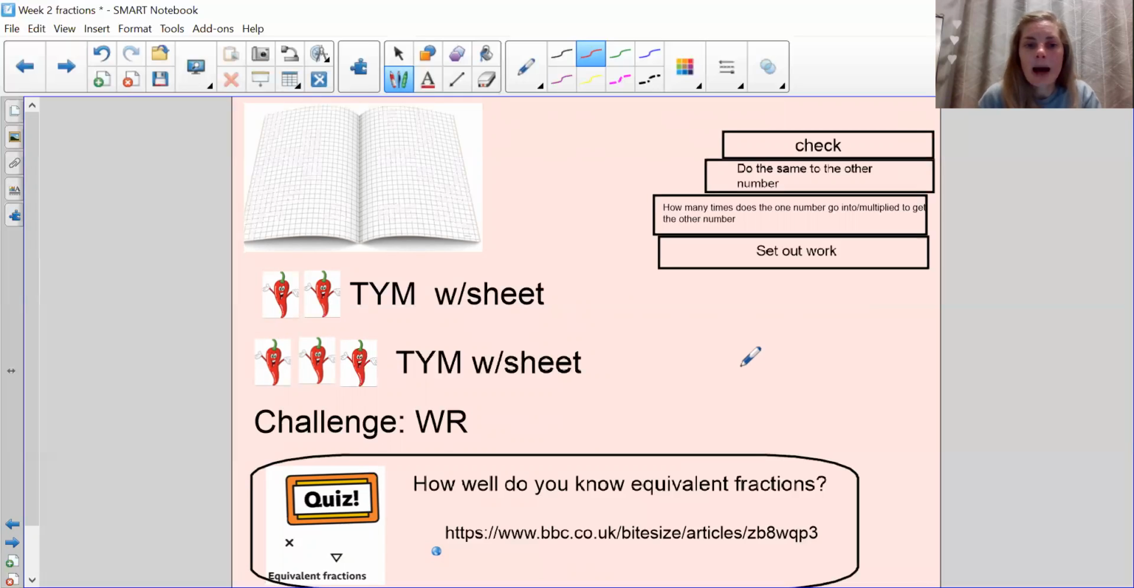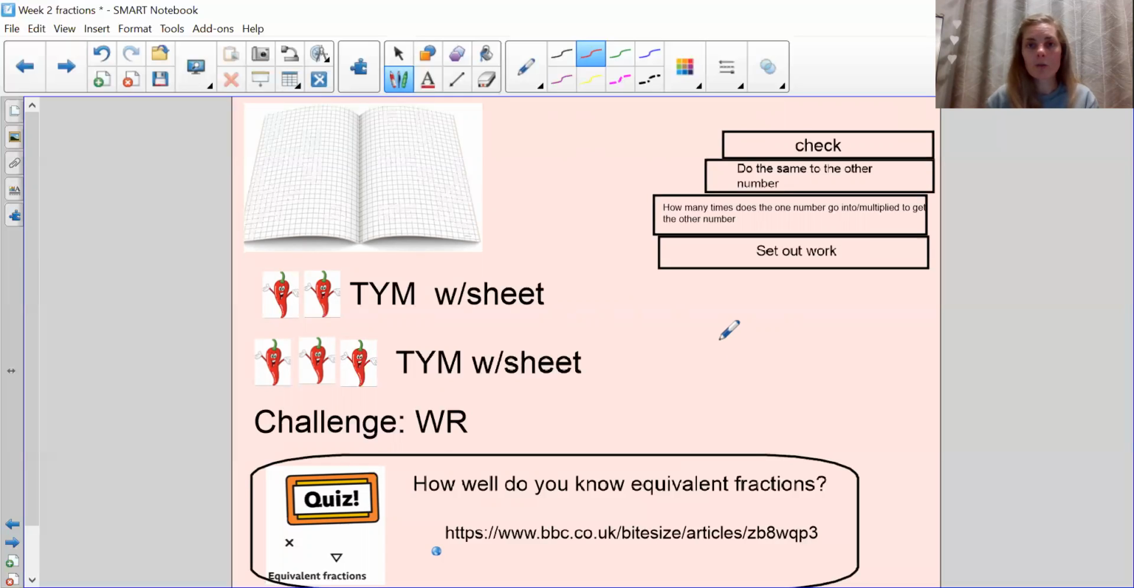Then there is a little equivalent fractions quiz on BBC Bitesize. So there is the link. I don't think you can click on it, but if you use that link to search it on Google, it should come up for you. And there is a little multiple choice quiz for you to do online. So you don't have to write anything down. It's all on your screen, and you can see how well you've done with equivalent fractions. So if you need to, you can just put in BBC Bitesize equivalent fractions. In fact, that's what I just Googled, and it came up for me. So that's a bit of fun to do as an extension after your work.